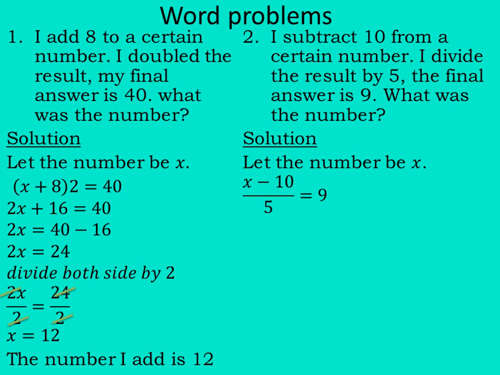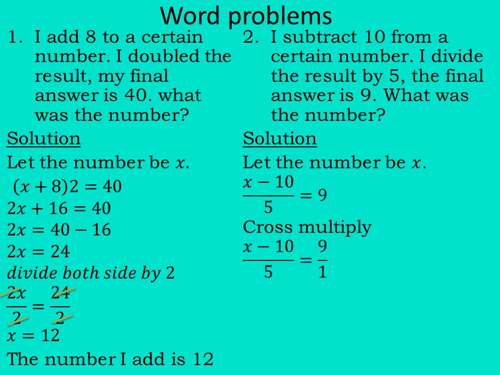I subtract 10 from a certain number, that will be x minus 10, because we have subtracted 10 from a certain number. If it is I subtract a certain number from 10, that will be 10 minus x, but here it is I subtract 10 from a certain number, so we have x minus 10. I divide the result by 5, and the final answer is equal to 9, so we equate it to 9. So we cross multiply here.